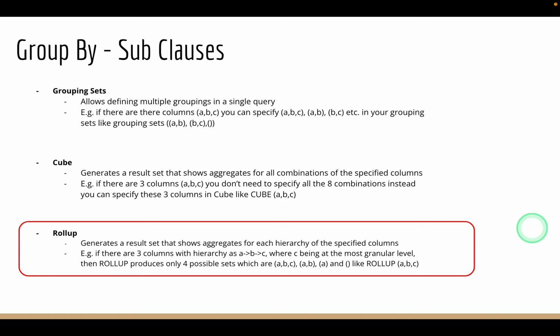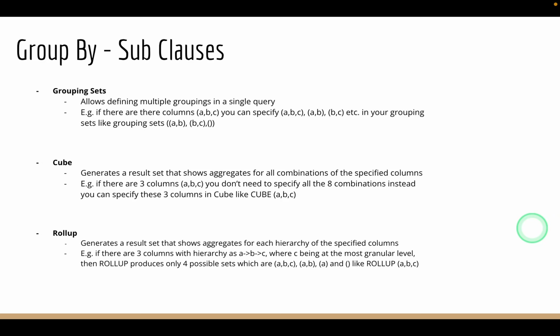Rollup is a bit different. It generates a result set and shows aggregation for each hierarchy of the specified columns. If we have three columns like A, B, C, where C is most granular, and if you apply rollup on A, B, C, it will generate 4 combinations of aggregations, which are A, B, C, A, B, A, and none. Let's see all these concepts in more detail in our demo shortly.